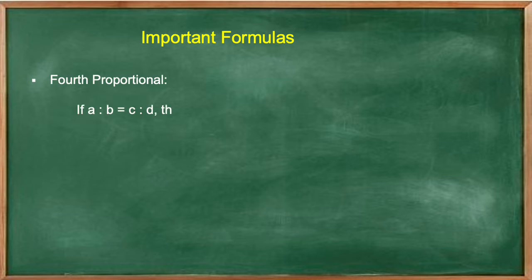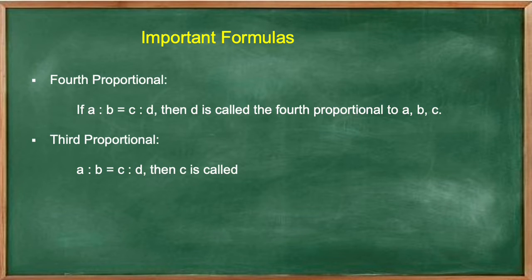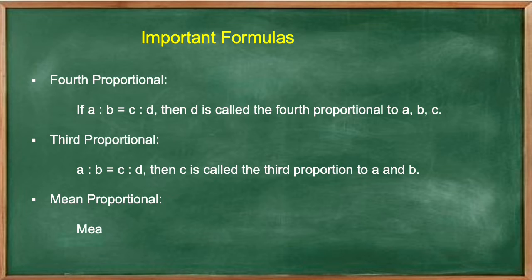Fourth proportional. If A is to B is equal to C is to D, then D is called the fourth proportional to A, B and C. Third proportional. If A is to B is equal to B is to C, then C is called the third proportional to A and B. Mean proportional. Mean proportional between A and B is square root of AB.